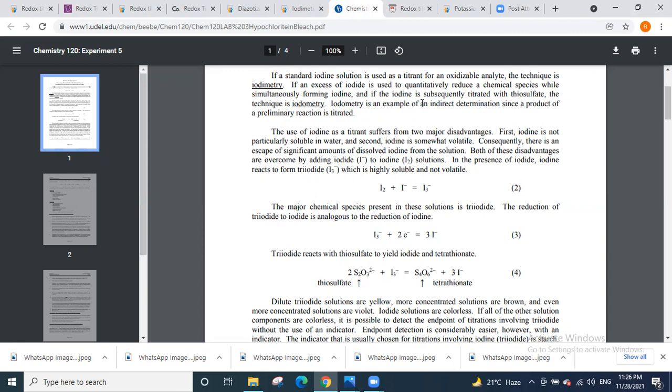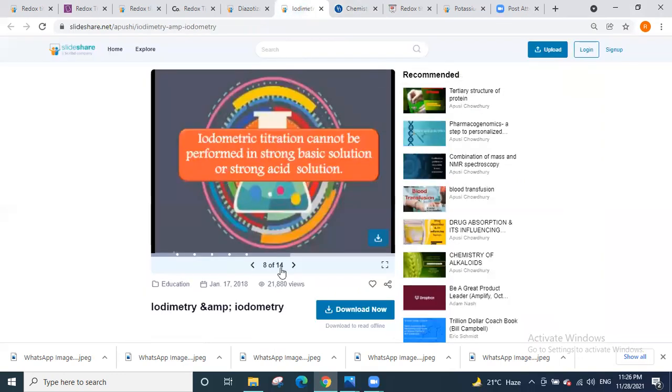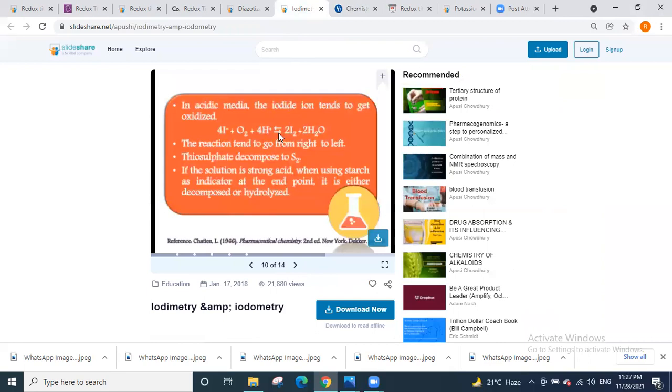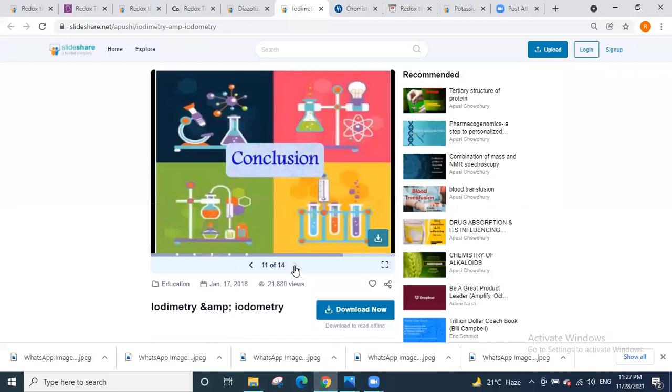ठीक है, आयोडीन के साथ जो प्रॉब्लम है वो हमें डिस्कस करनी है. So we should not perform it in a very strongly basic condition, or in a very highly acidic condition, because the iodine forms various oxy halogens, or reacts with hydrogen and gets converted in the acidic media. The iodine tends to get oxidized. So we are going to perform this in a weakly acidic or weakly basic media.